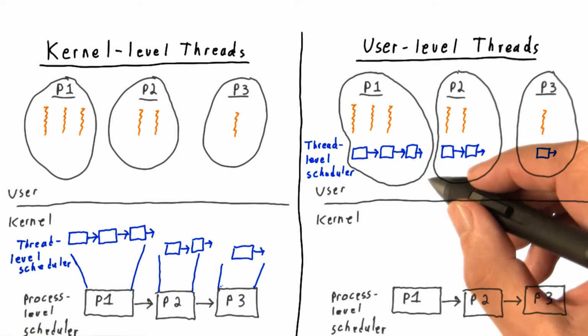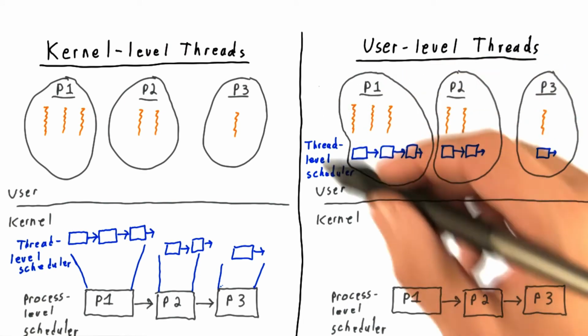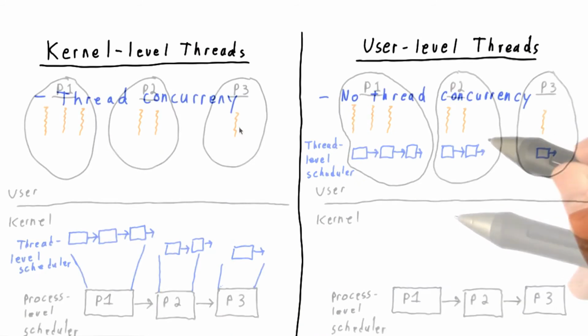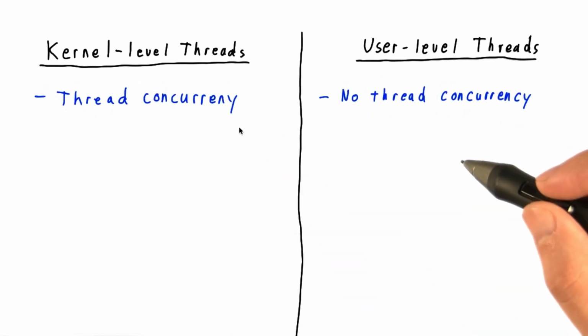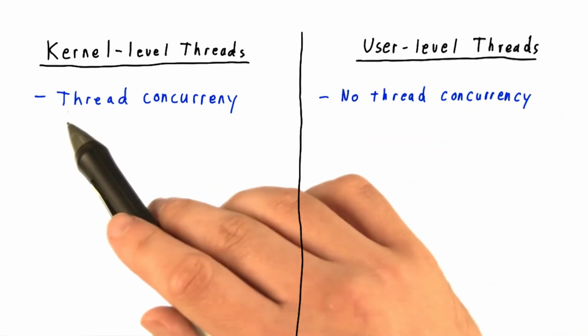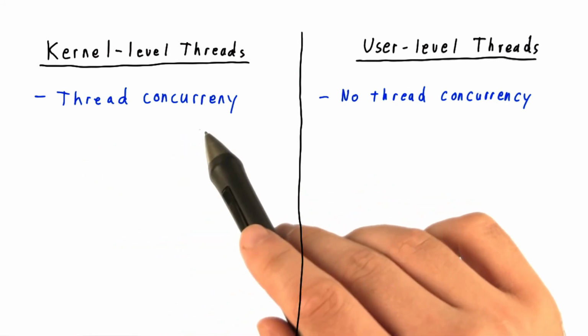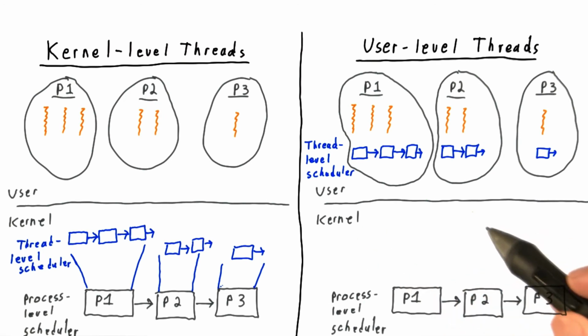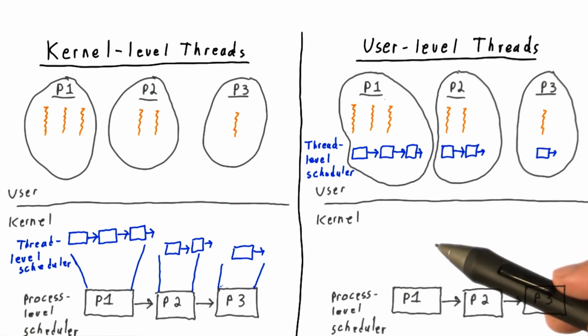Remember that for user-level threads, the thread scheduler is actually a part of the process itself, which is not the case for kernel-level threads. Okay, so let's review the comparison here. In kernel-level threads, we have thread concurrency within a process. That's not possible for user-level threads. Remember that the kernel didn't even know that the process had multiple threads.